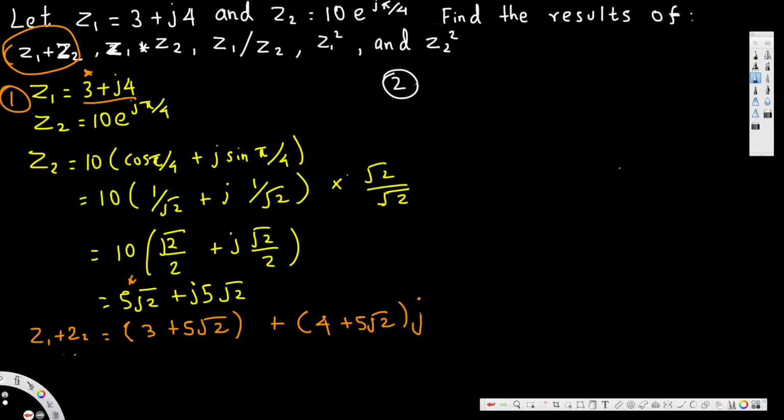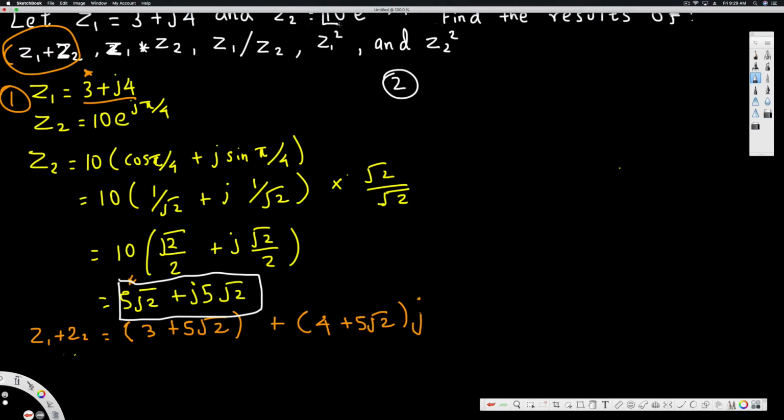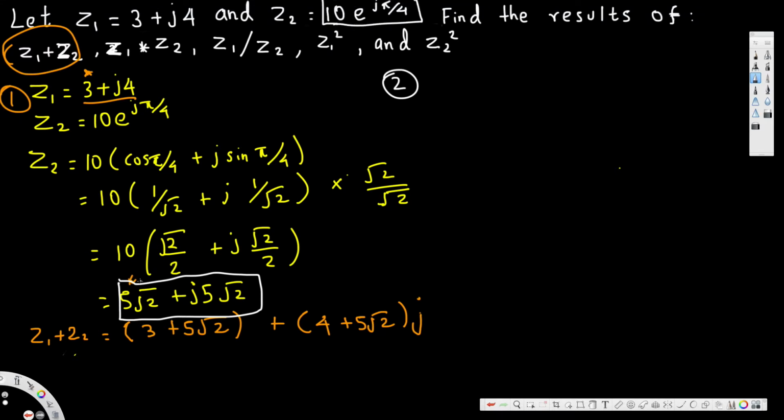z1 times z2. For that one also we are going to use the Cartesian form. We convert z2 into Cartesian form. This is our z2, given z2. Now we are going to multiply both of them. z1 times z2 is equal to 3 plus j4 times 5 root 2 plus j5 root 2.